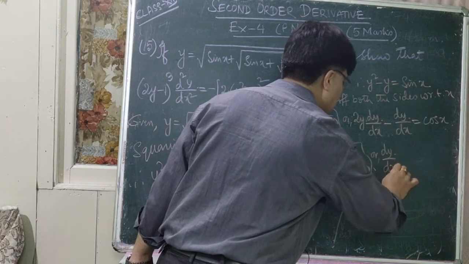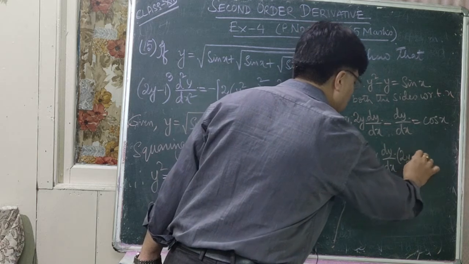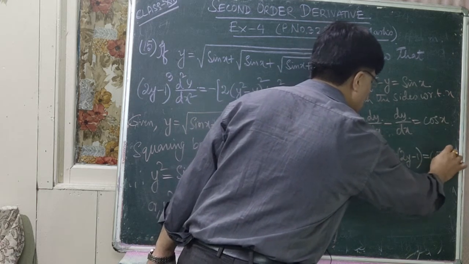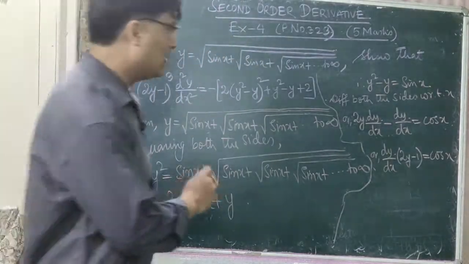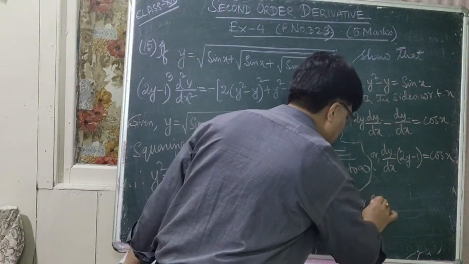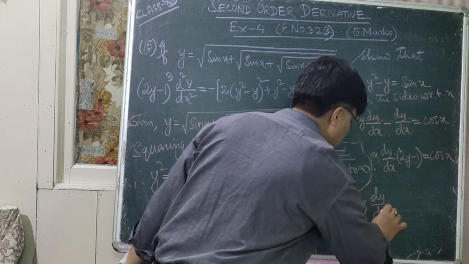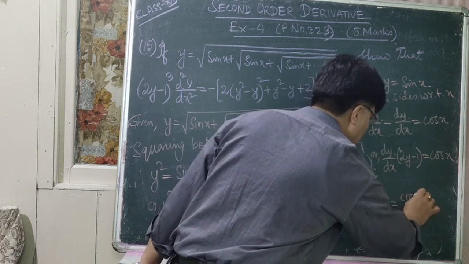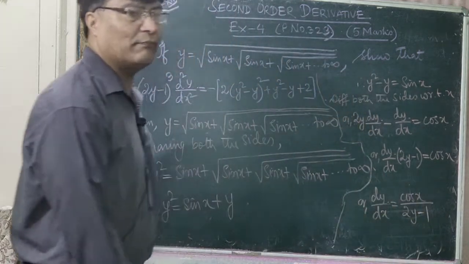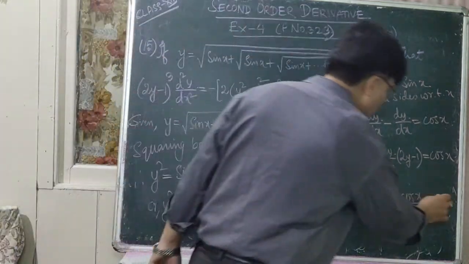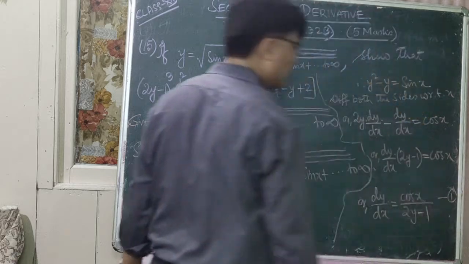So dy by dx taken common within bracket, 2y minus 1 is equal to cos x. Okay. Now let's get the value for dy by dx. What is dy by dx equal to? This is your cos x divided by 2y minus 1. So let us mark it as number 1.